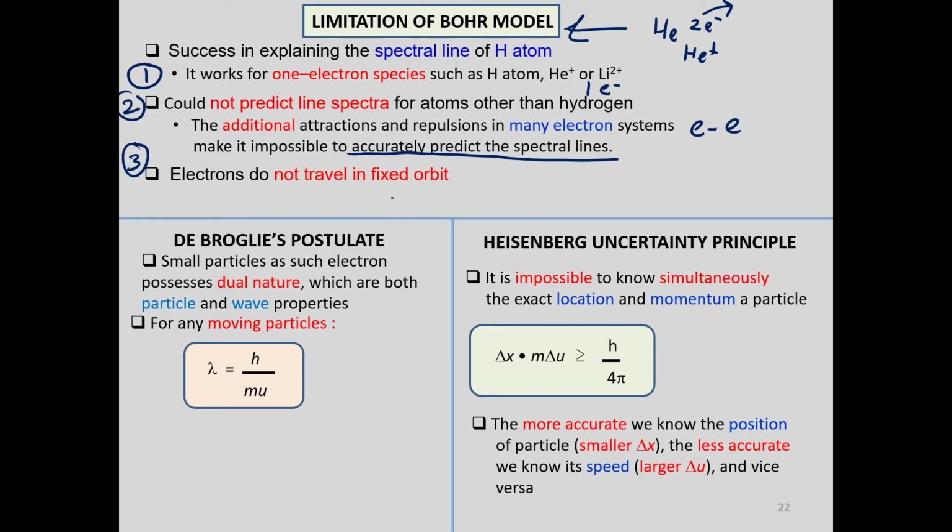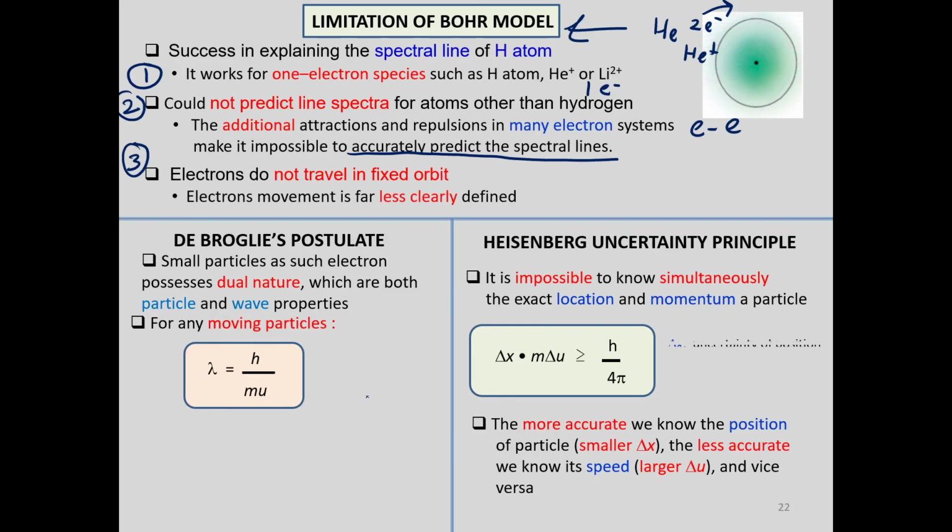Electrons do not travel in fixed orbits. In 2.2 we will see that the electron is actually in a probability cloud. It means we actually do not really know where the electron is. So we have 2 postulates for why we need to describe electrons more accurately. First is the de Broglie postulate, and second is the Heisenberg uncertainty principle. For questions, they will ask you to describe the de Broglie postulate or the Heisenberg uncertainty principle.